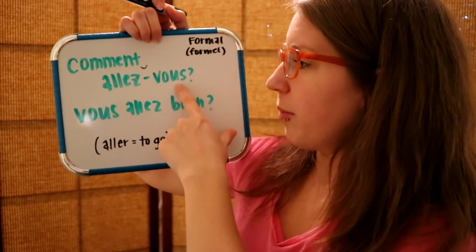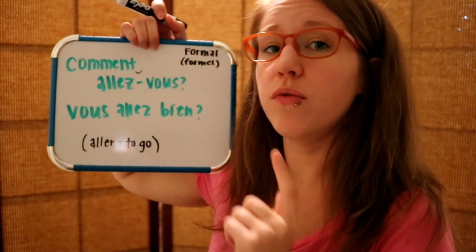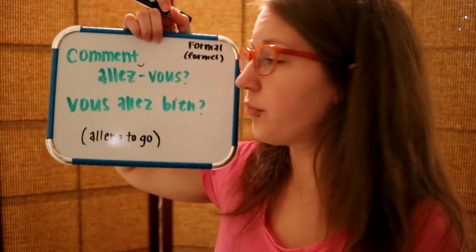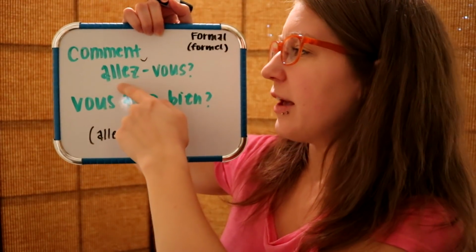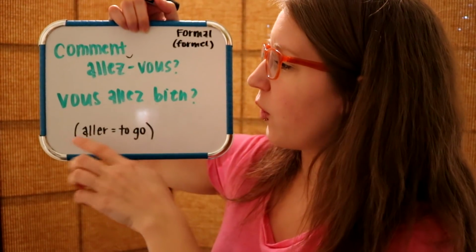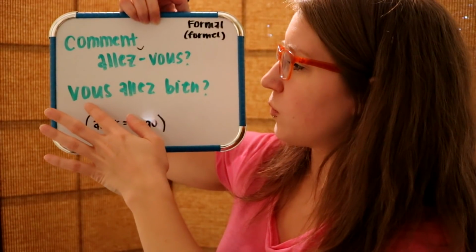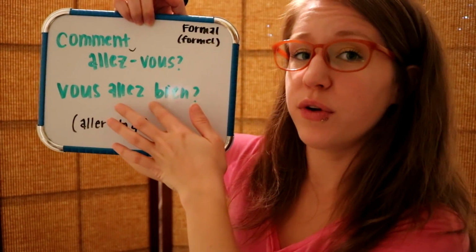So if I say I'm going to the store, this is the verb I would use. It means literally going somewhere. But then it's also used in this sense to mean how are things going for you. So remember, vous is our formal version of you. So you're basically saying, how is it going for you? Or, are things going well for you?